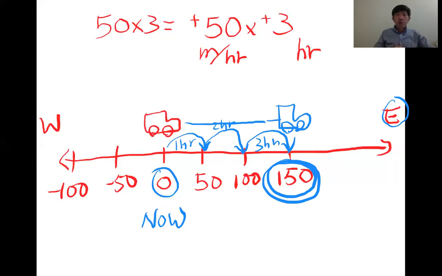Compared to the original location, what does the 150 mean, okay? So we can explain 50 times 3 to children by using a number line like this. Now next, clear everything. I'm going to change this into 50 times negative 3, all right? So 50 times negative 3, how can we explain this?